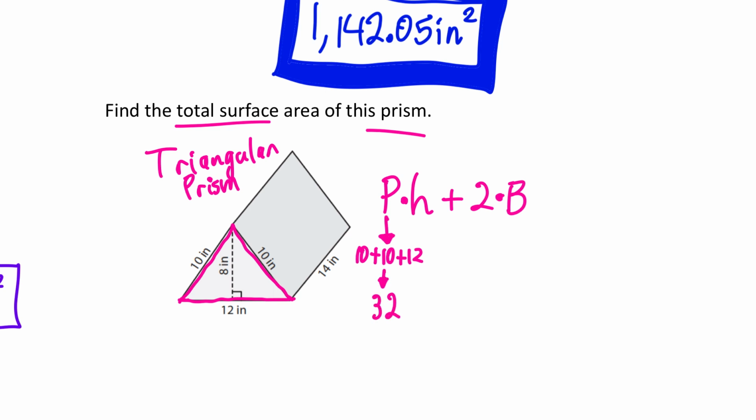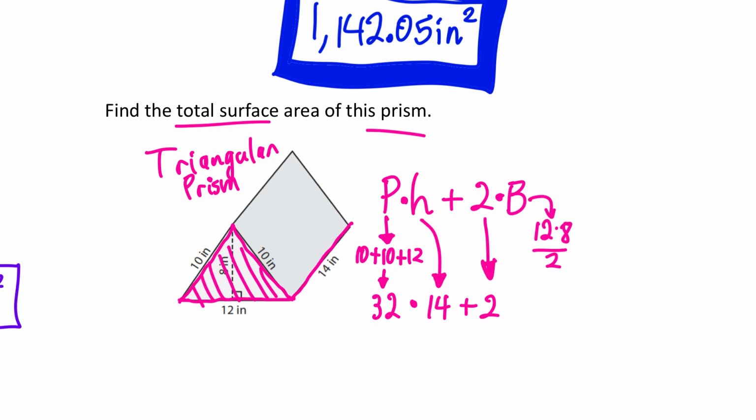Okay? The H, remember, is the height, the distance between the bases. So the triangles are the bases. So the distance between those bases is 14. The height of this prism is 14, okay, and B is area of the base. So the base again is this triangle, so I've got to find the area of this triangle. And to find the area of a triangle, you do the base of the triangle times the height divided by 2. Okay, so 12 times 8, 96 divided by 2 is going to be 48.